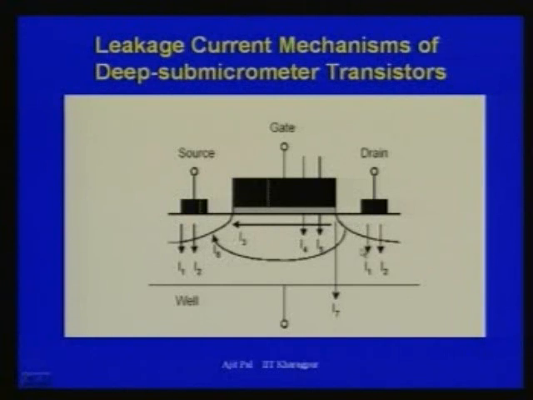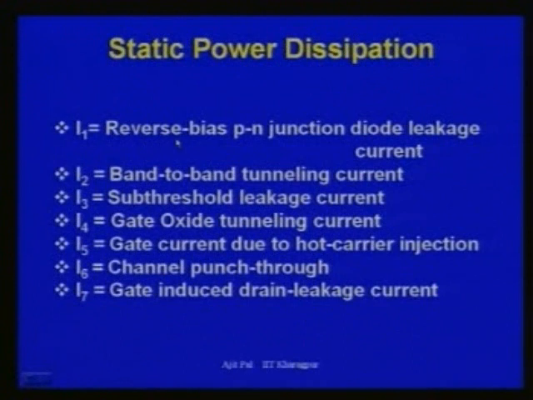And you can see there are different types of currents: I1, I2, I3, I4, I5, I6, I7. I1 is the reverse bias PN junction diode leakage current, I2 is the band to band tunneling current, I3 is the subthreshold leakage current, I4 is the gate oxide tunneling current, I5 is the gate current due to hot carrier injection, I6 is the channel punch through current, and I7 is the gate induced drain leakage current. Let me very briefly tell about these various leakage currents.